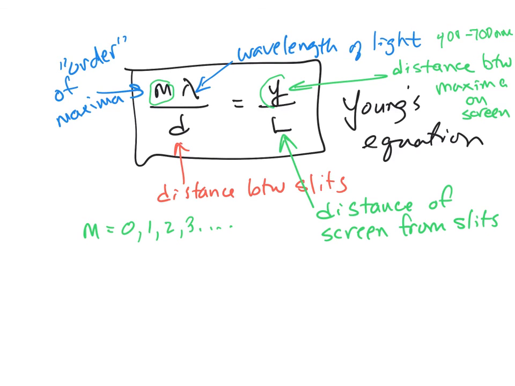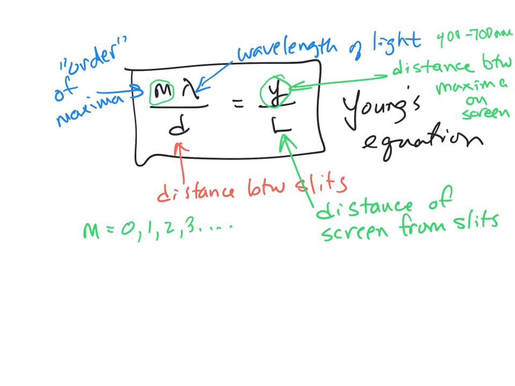Y over here is the distance between the maxima on the screen. So the first order maxima, the second, the third, that's the first bright spot, the second, and the third. The distance between those is y. And then L is the distance of the screen from the slits. That's that long distance in that video between the screen and the slits themselves.